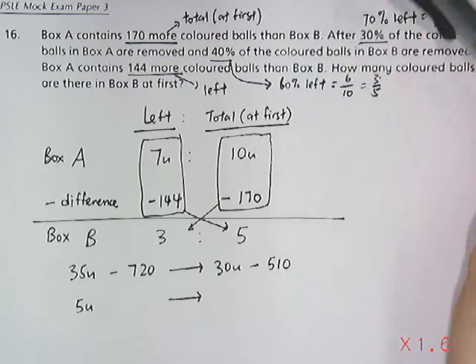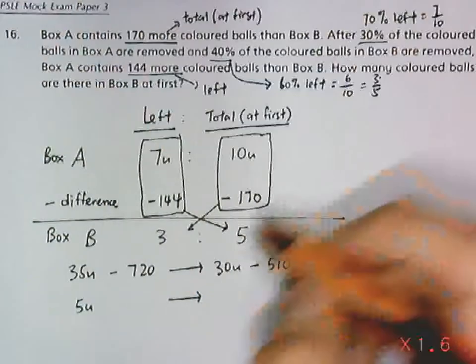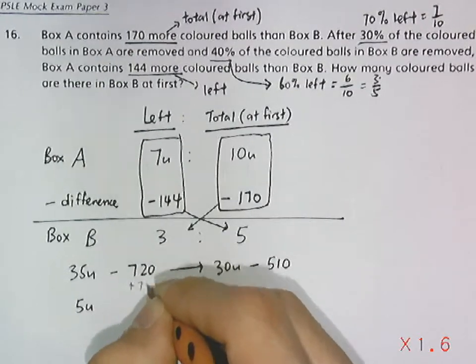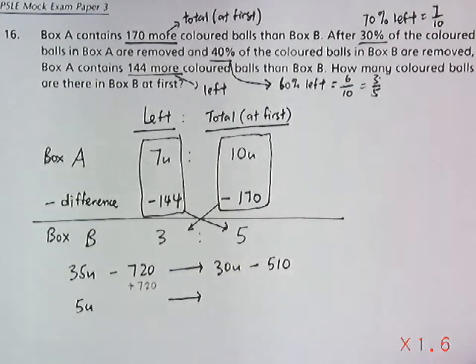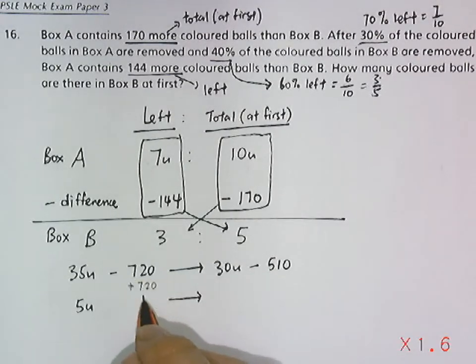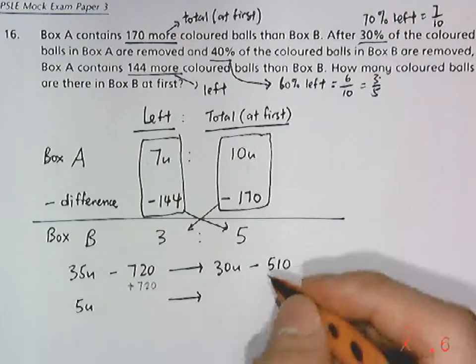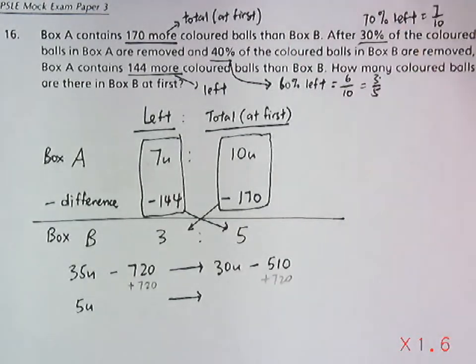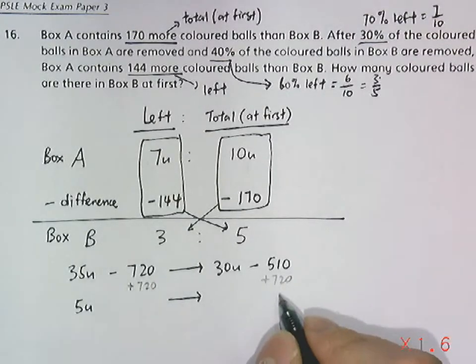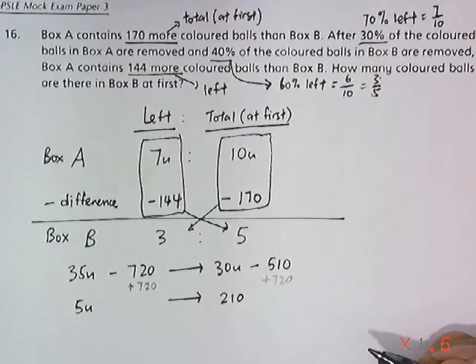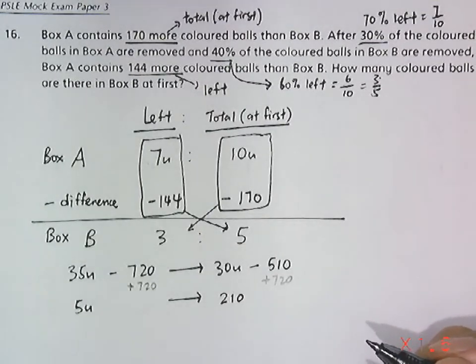So I'll simply add the 720 over here. Because I took away 170, now I'm going to add it back. If I add it back, I should add it on this side as well. So it's 720 minus 510 on the right side. So this gives us 210.